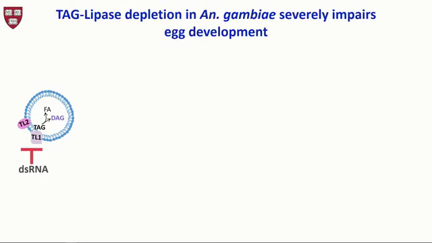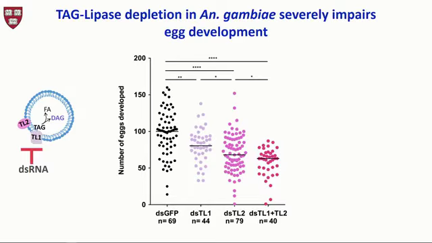What we found is that inhibition of TL1 and TL2 significantly reduces the number of eggs that the female will produce. So what you find here, each dot represents the number of eggs in each female. And when we do combine TL1 and TL2 injection, the effect is further accentuated. But what's very striking is that TL2 seems to be having a stronger effect than TL1.